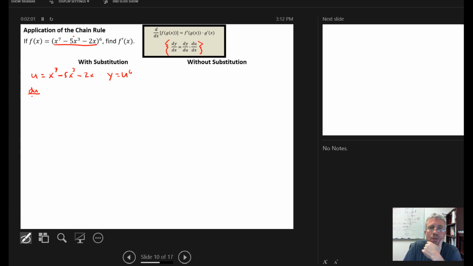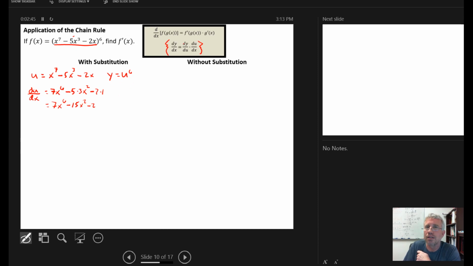So du dx, which is going to equal, now I can just apply the general power rule. This is x to the 7th. So the general power rule says bring the 7 down into the coefficient position and reduce the exponent by 1. Minus, now I have a constant multiple of x cubed. So it's going to be the constant multiple times bring the 3 down into the coefficient position and reduce the exponent by 1. Minus, I have a constant multiple times x, and we know that the derivative of x is just equal to 1. So we get du dx equaling 7x to the 6th minus 15x squared minus 2.